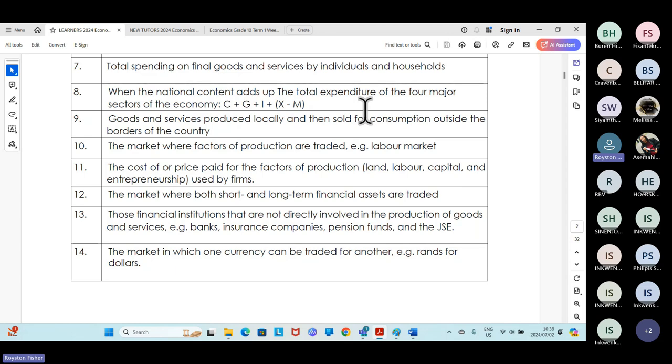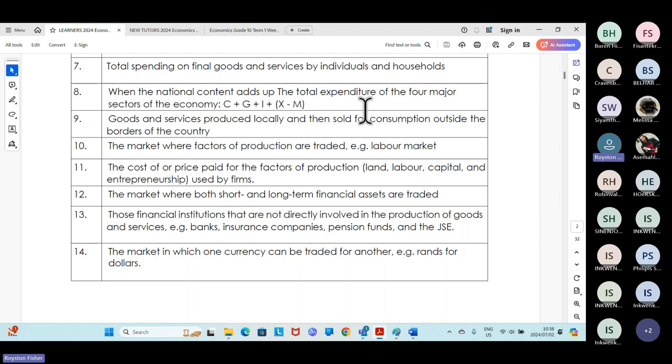Number nine, goods and services produced locally and sold for consumption outside of the borders of the country, and that is exports. So basically, we produce wines here in our country, and then we would sell them into the international market, where they do not have wine available. And then, of course, we would receive an income in return for doing that, and that is going to help stimulate our economy.